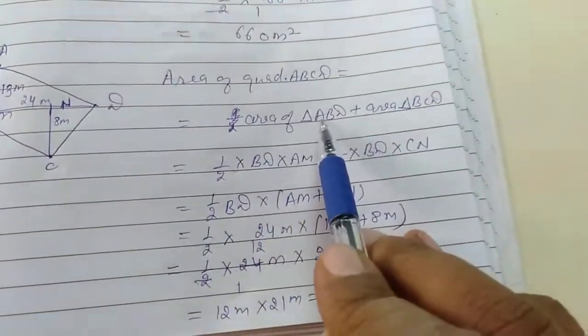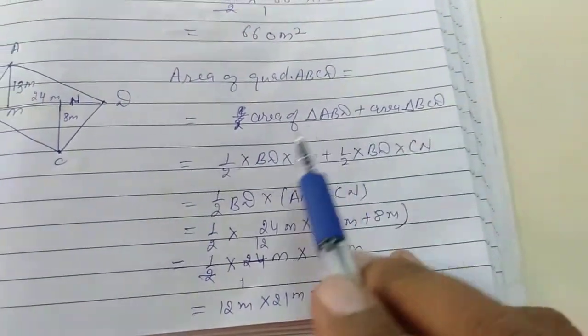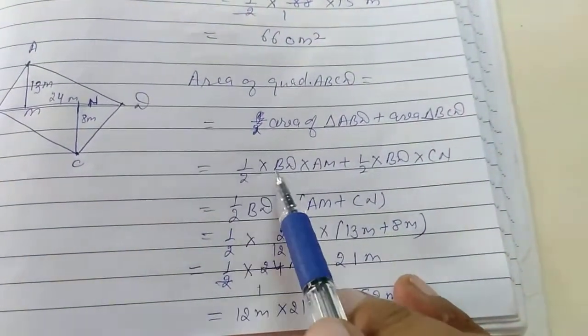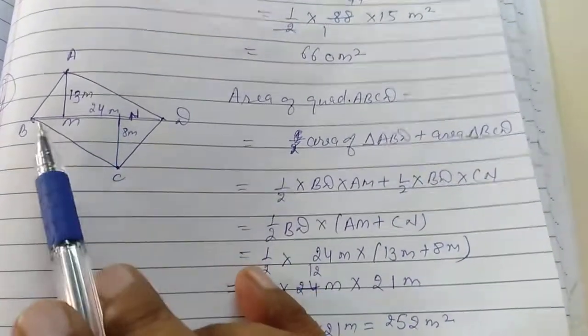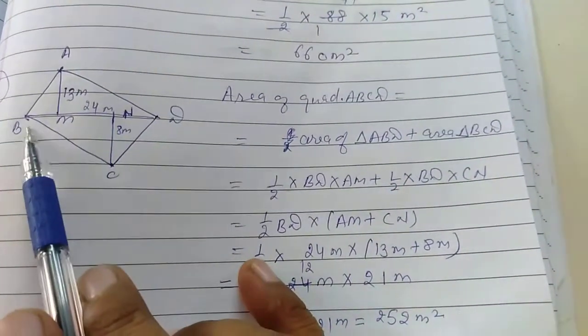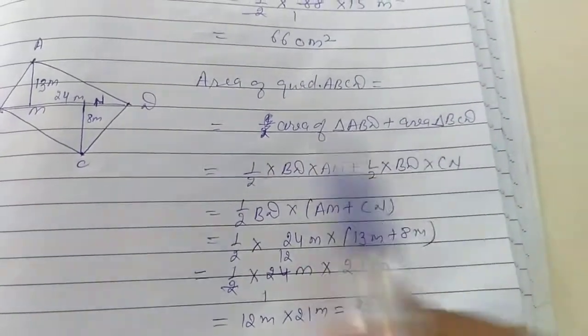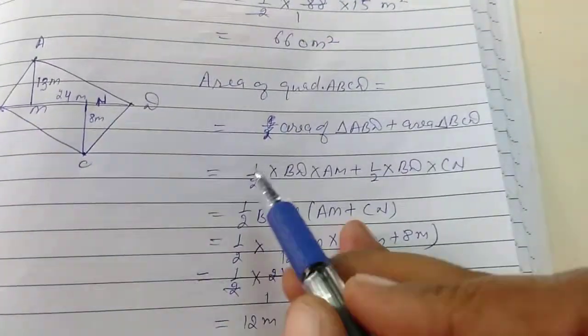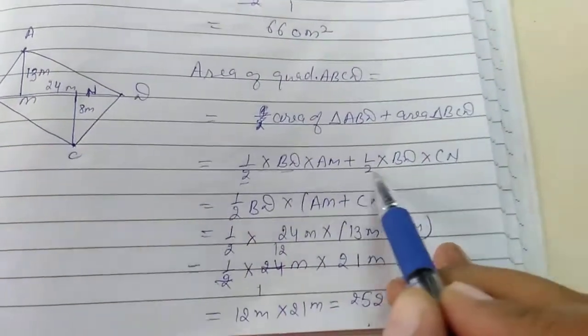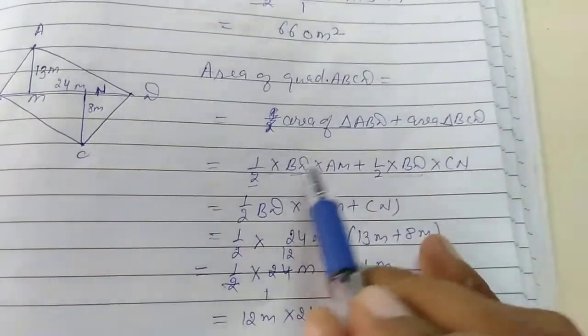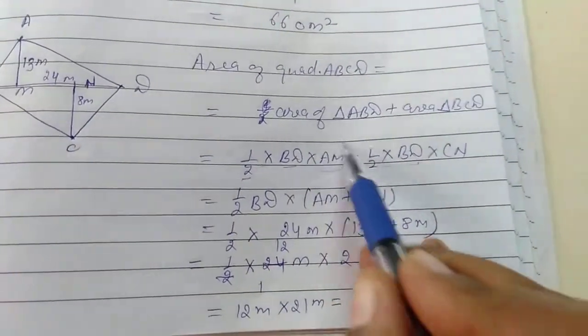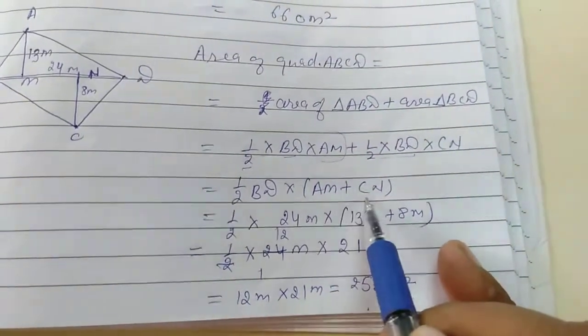So area of ABD plus area of BCD, when you find, the formula will be 1 by 2 into height into base. So this is height and base, so AM into BD, and plus 1 by 2 into BD into CN is the area of BCD. What are the common things? 1 by 2 and BD are in both of the triangles, so you can take them common, and AM plus CN will be in the bracket.